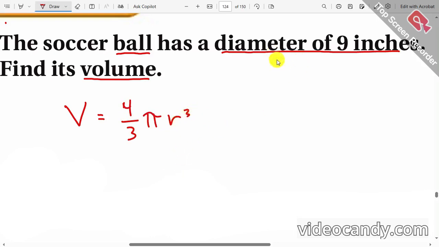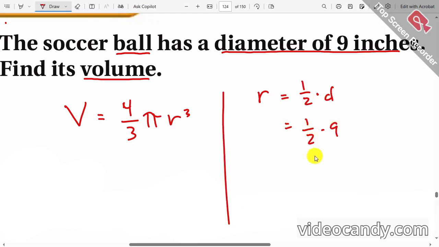Now, we didn't get the radius, we got the diameter. So we know that the radius is going to be half the diameter. And that's just going to be half of 9, which is 4.5. You could leave it as 9 halves, but the radius is going to get cubed, so you might as well keep it as a decimal.